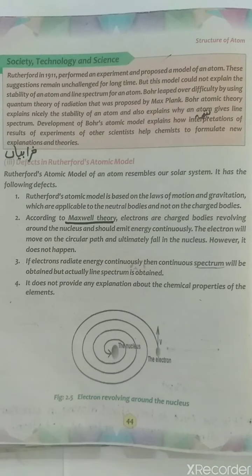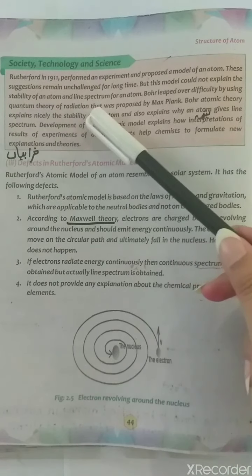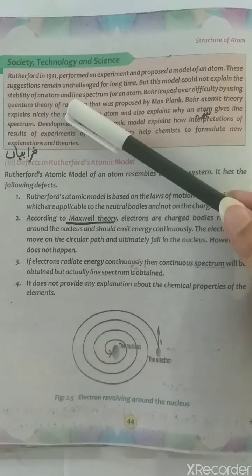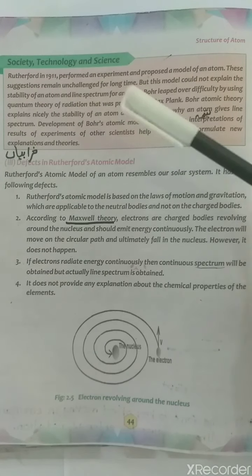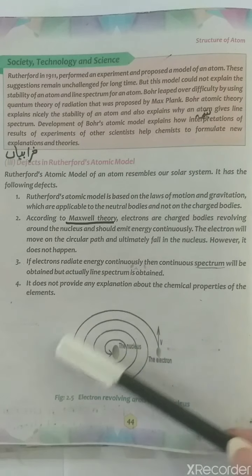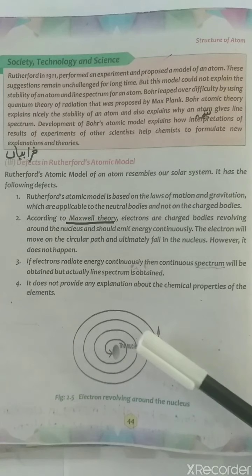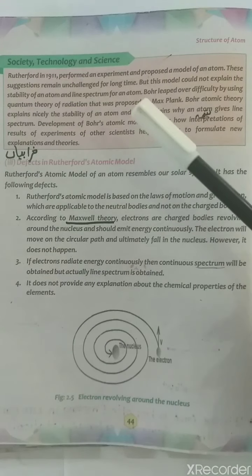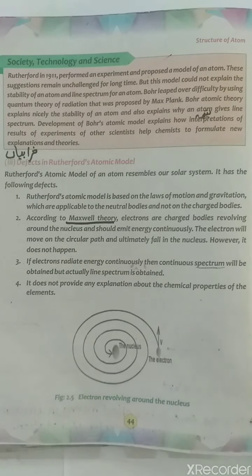This model could not explain the stability of an atom and the line spectrum of an atom. इस मॉडल में स्टेबिलिटी ऑफ एन एटम की कोई भी बात नहीं की गई थी. He said that electrons radiate energy. If they radiate energy, all of the atom is going to collapse, as the electron is going to move in a circular path and fall inside the nucleus. So that means that an atom is unstable. So he didn't explain anything about the stability of an atom or the line spectrum that is obtained from the release of energy.